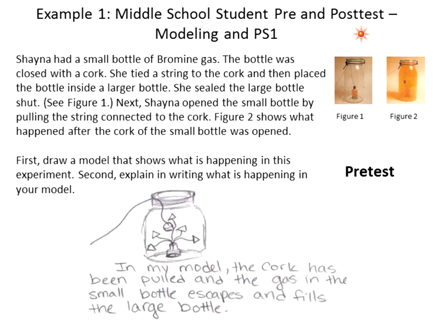The question for the student is, first, draw a model that shows what is happening in this experiment. And second, explain in writing what is happening in your model. What we see here is simply a descriptive idea, just looking at the pictures, right? What should be expected, this is a 6th grade student, and they just began their school year. So we just see these arrows coming out. This is a very descriptive, continuous model.